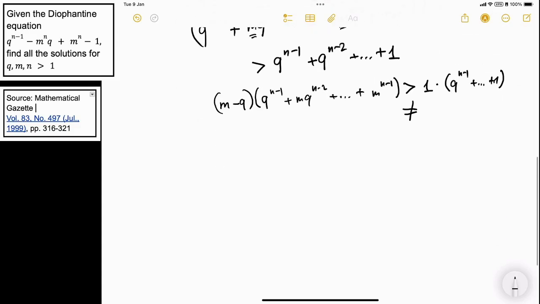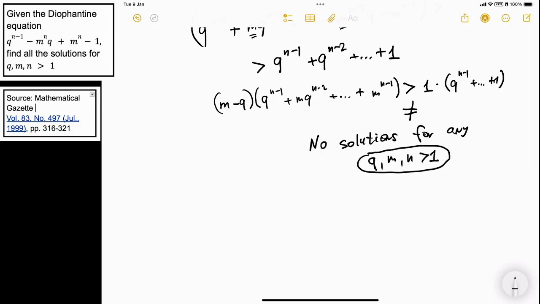for any q, m, n more than 1. I think that's it. That should be it. There's no solutions for any q, m, and n. And now I will make a pause and look into the solution of this problem and verify if my chain of thoughts was actually correct. Give me a moment, please.